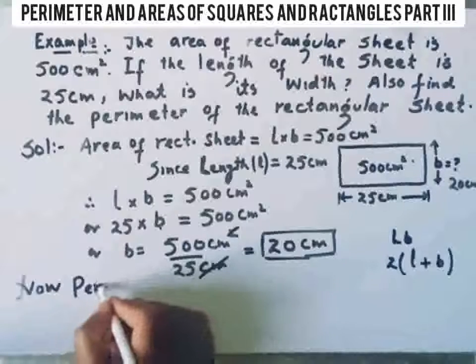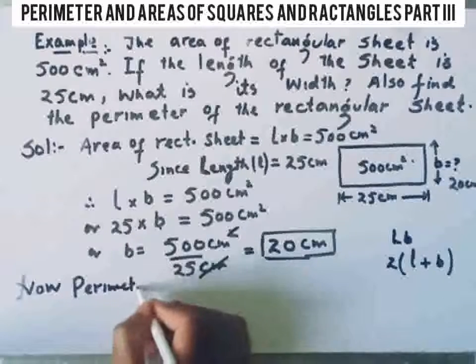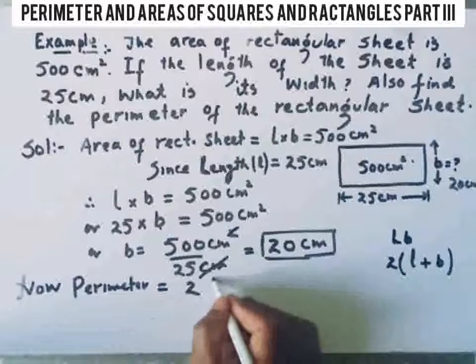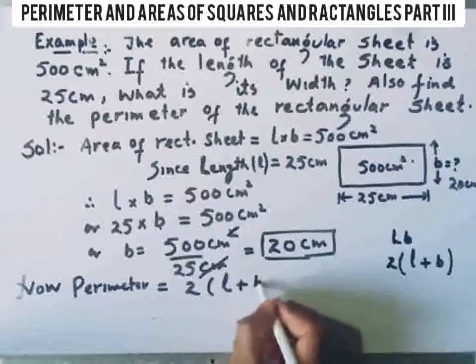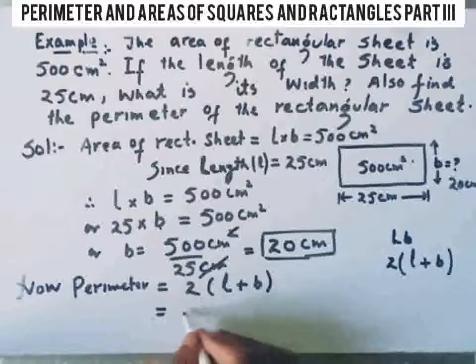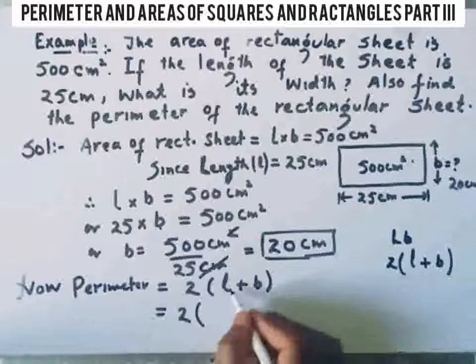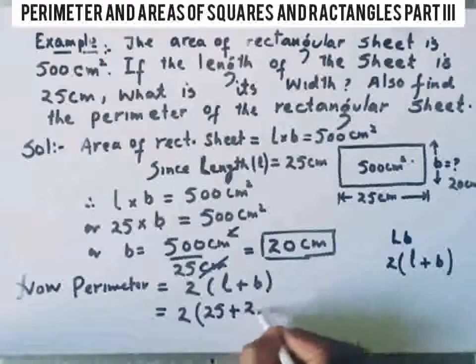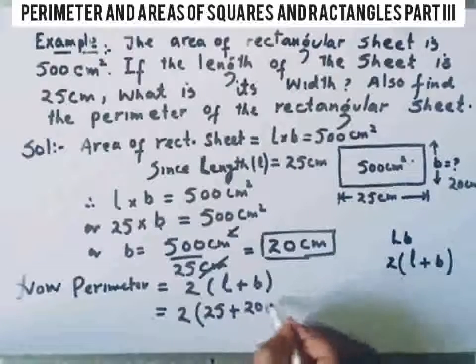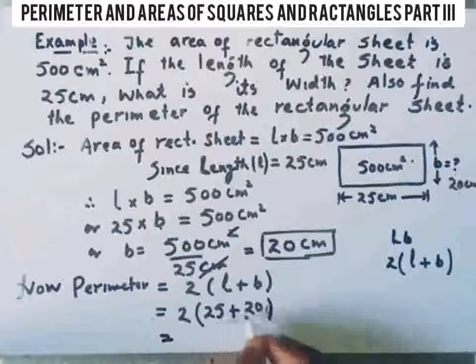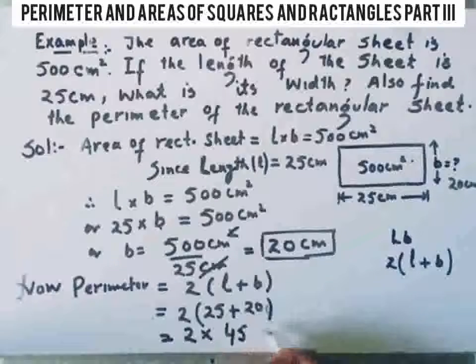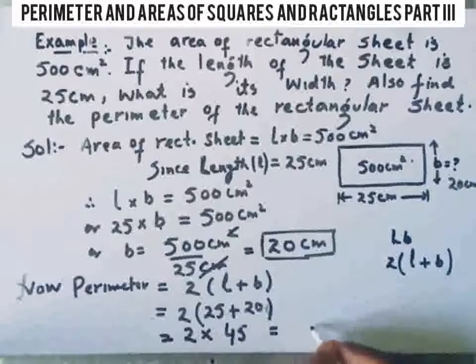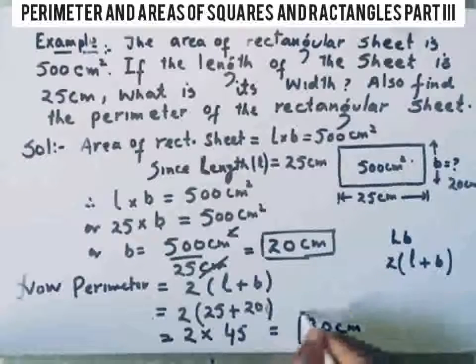Now perimeter. We know that perimeter of a rectangle is equal to twice (L plus B), 2 times L plus B. So that means 2 times, we know the length, that is 25 centimeter, plus breadth, 20 centimeter. Then 2 into (25 plus 20) is equal to 2 into 45, which is equal to 90 centimeter.